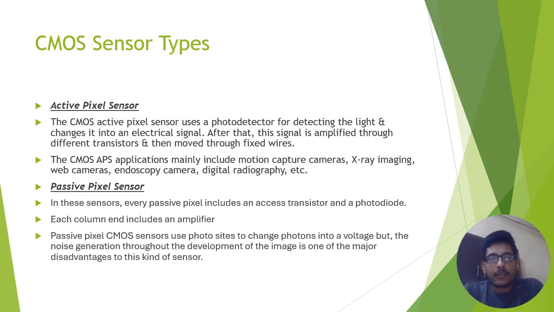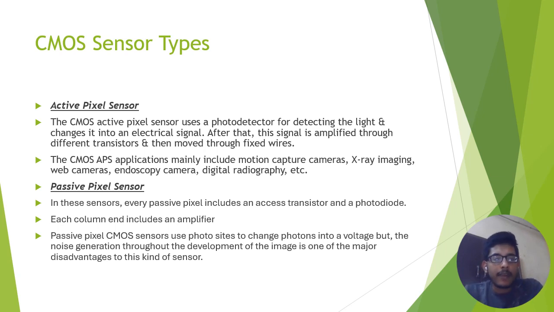Also, there are different types of CMOS sensor. The first is the active pixel sensor. The second is the passive pixel sensor. The active pixel sensor is a type of image sensor designed with a collection of pixel sensors. In this type of sensor, every pixel sensor includes an amplifier and a photodetector. Out of the different active pixel sensors available, the CMOS APS is the most famous sensor because of the great applications it has. The applications of the CMOS APS include motion capture cameras, X-ray imaging, endoscopy cameras, and digital radiography.